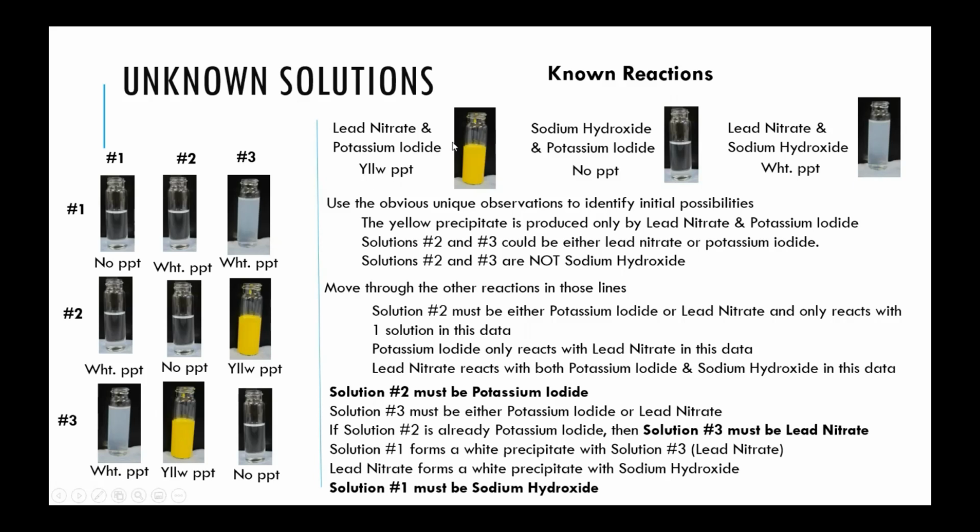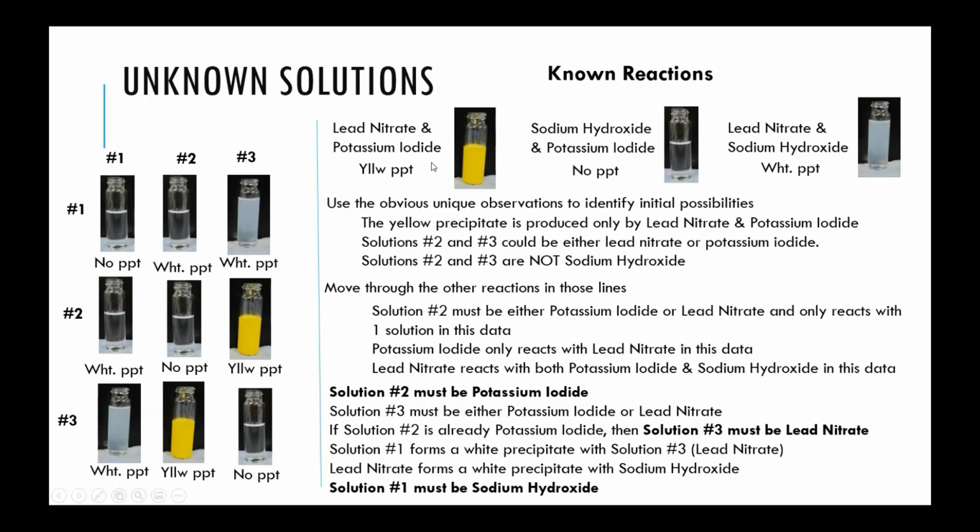So we have the known observations. Lead nitrate and potassium iodide give a yellow precipitate. Sodium hydroxide and potassium iodide give no precipitate, and lead nitrate and sodium hydroxide give a white precipitate. So these are the observations from the first part, part A. And now you're matching these up with the unknowns.